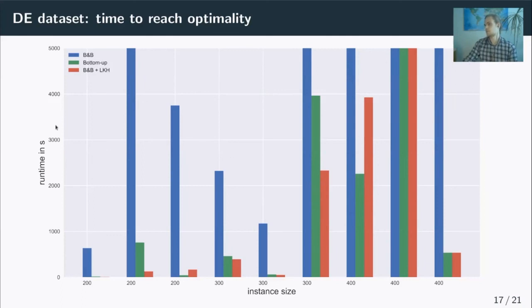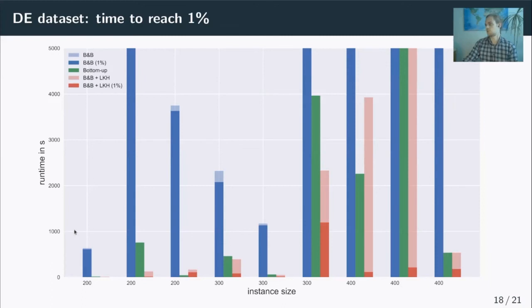If we now look at the time to reach a solution which is 1% close to the optimal one regarding the cost, the situation changes also for the simple branch and bound, but not much. And for the bottom-up approach, as I said, it doesn't change at all because it only finds the one optimal solution. For our approach, on the other hand, the situation changes drastically. The time to find a reasonably good solution drops by a lot, especially for those larger instances.